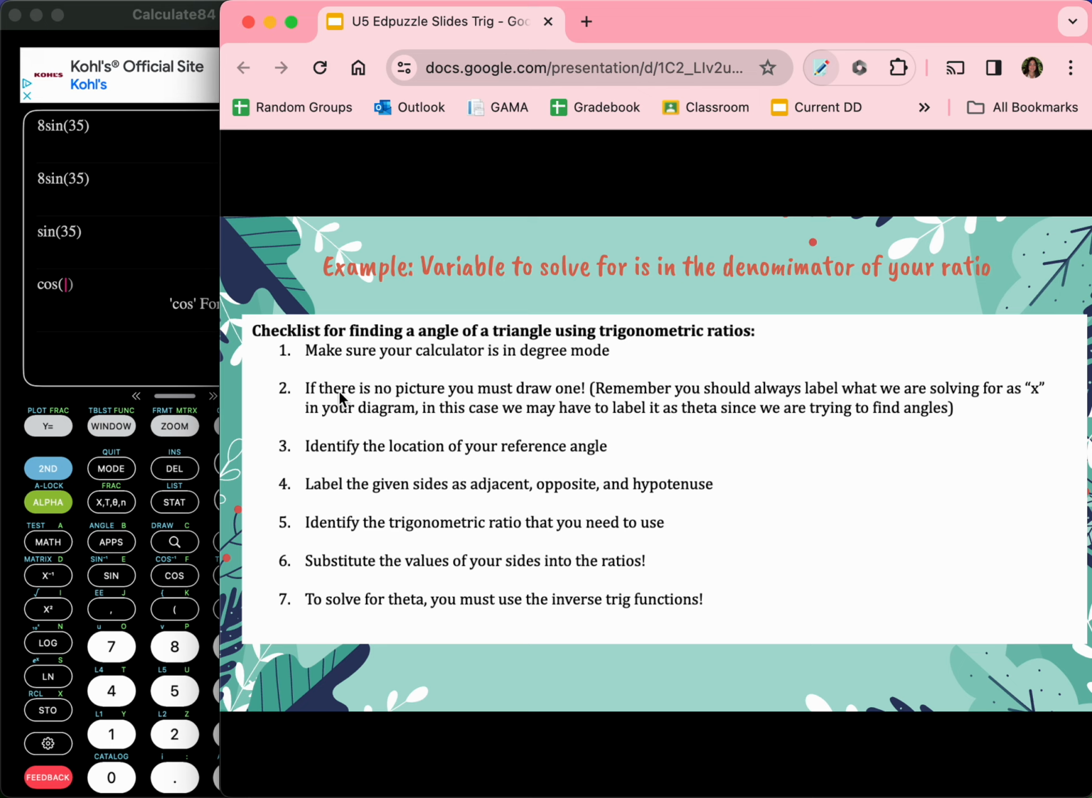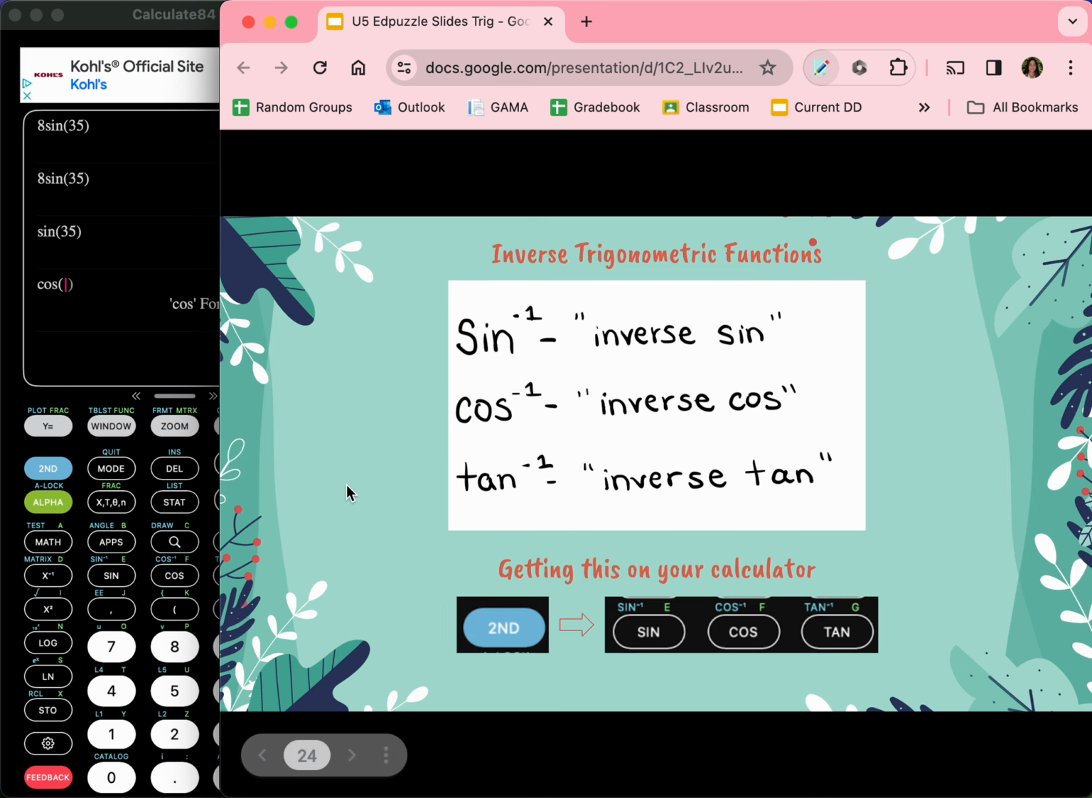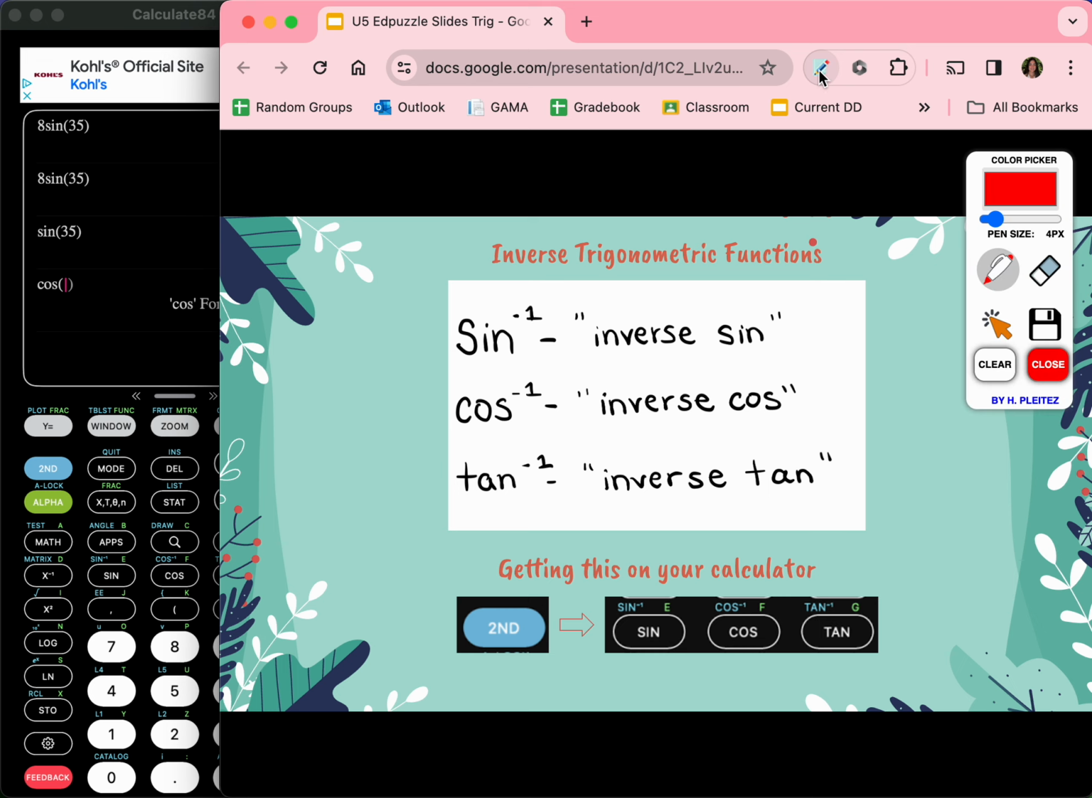So we're adding something new to our checklist. Now step 7, we're up to step 7 now. To solve for theta, or to solve for the measure of our angle, we're going to need to use inverse trig functions. That is the only way to separate sine, cosine, and tangent from that angle. Now, these are the 3 inverse trig functions. Your trig functions are sine, cosine, and tangent. But when you see this little -1 exponent on top, so sine to the -1, cosine to the -1, and tangent to the -1, in words, that just means inverse sine, inverse cosine, and inverse tangent.